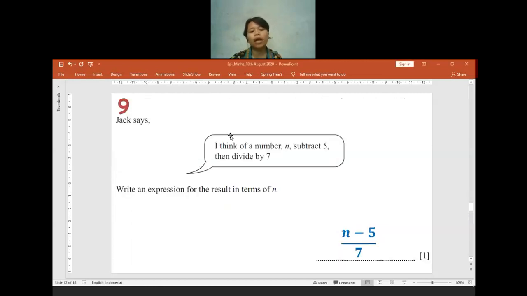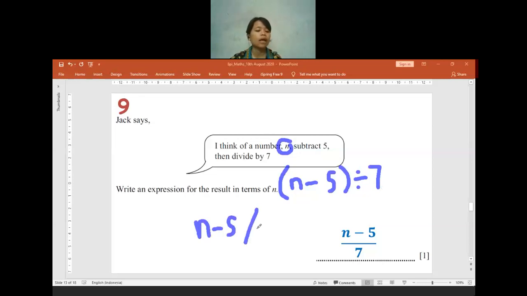For question 9, we have an expression in here. I think of a number. The number is n, so I will start with n. Subtract by 5, so n minus 5. And then divide by 7. If you want to use the symbol divide, you have to keep them in a bracket like this. Because the result, we will divide it by 7. Do not only write n minus 5 divided by 7. If you write like this, it means only the number 5 that you will divide by 7. You need to put a bracket like this.